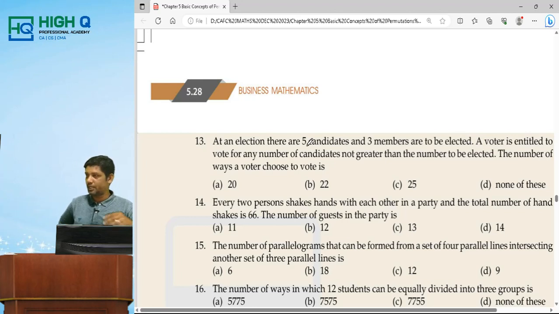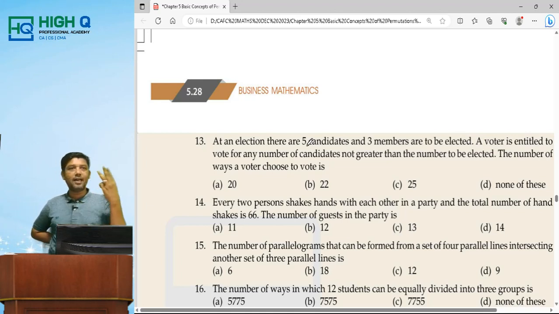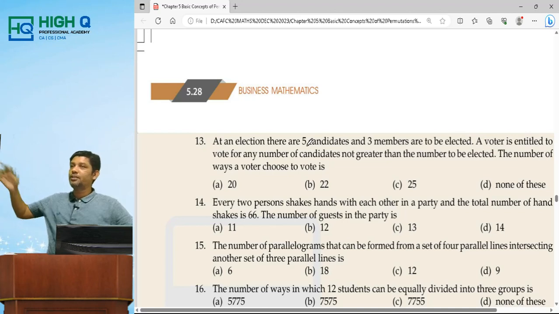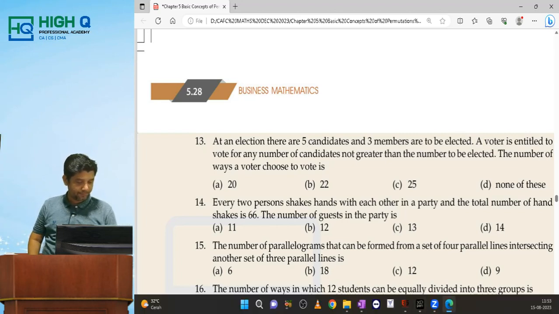See, voting is mandatory. But how many votes to be cast, that is my wish. I can cast all the 3 votes, or I can cast 2, or I can cast 1. Can I cast 0 votes? No, because voting is mandatory. Can I cast more than 3 votes? Only 3 candidates to be elected means maximum 3 I can cast. Am I right, my dear? So what is the answer going to be?